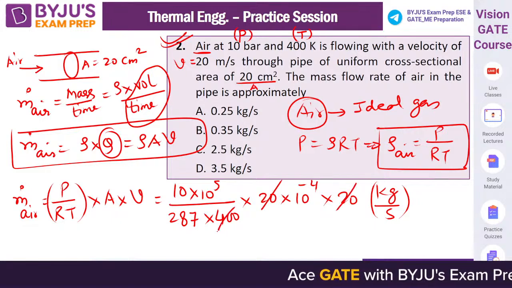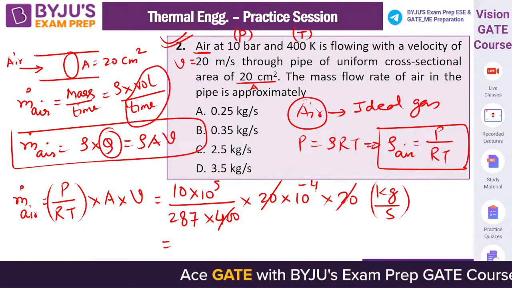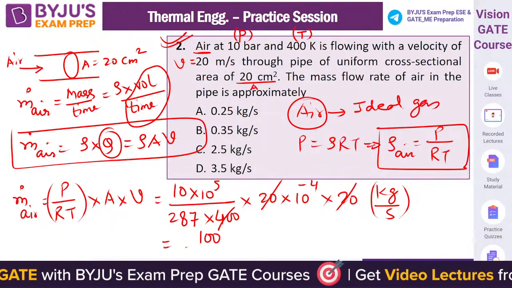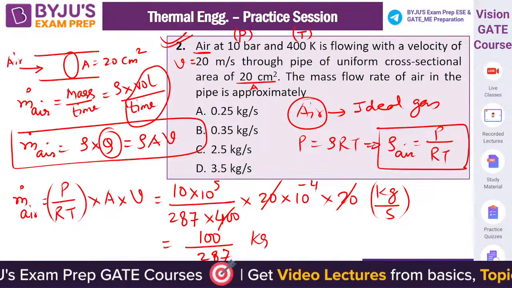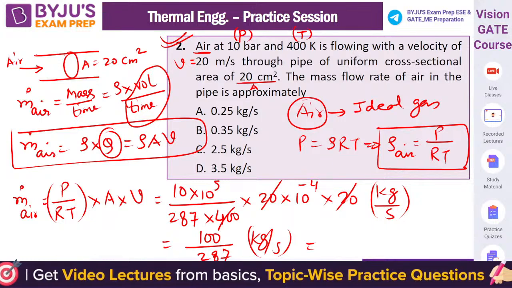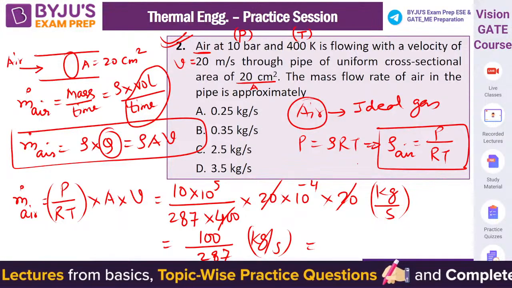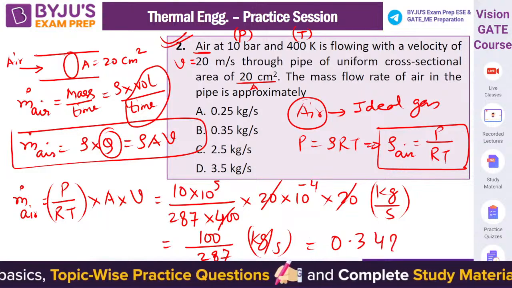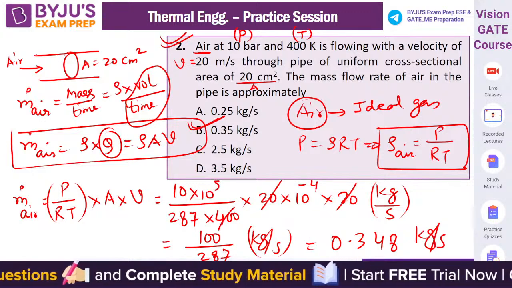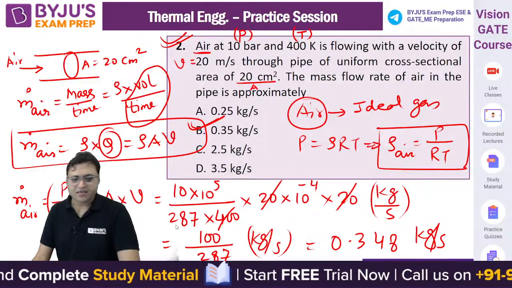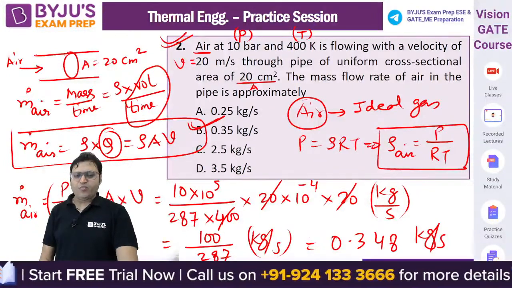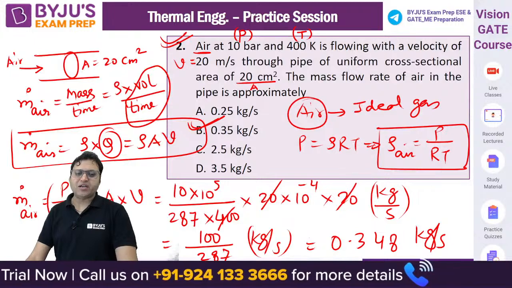These two will get cancelled out with this 400. So it will be 10 to the power 6, 10 to the power minus 4. So 100 upon 287 kg per second will be the answer. What is 100 upon 287? 0.348. It is nearly equal to 0.35, isn't it? 0.348 will be the answer to question number 2.